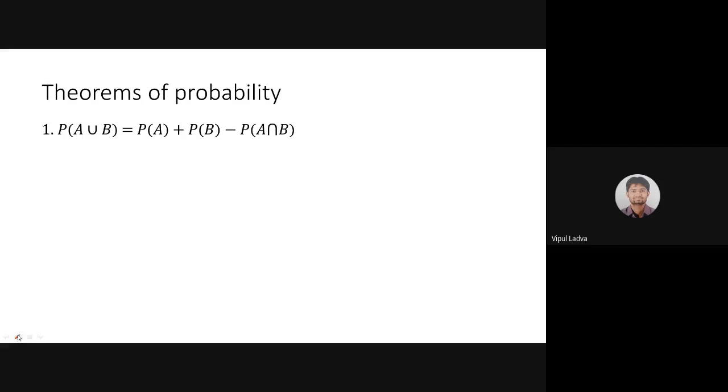Now, here, probability of A union B. Probability of A union B means what? Probability of event A or event B. Observe here, I am using the operation union.